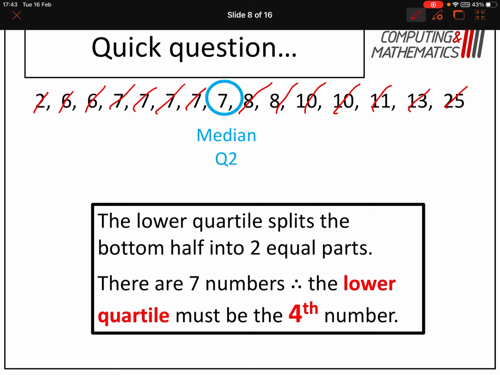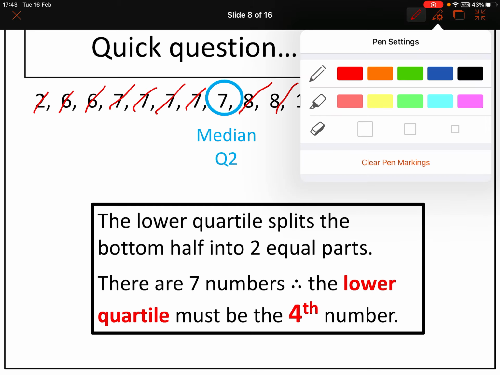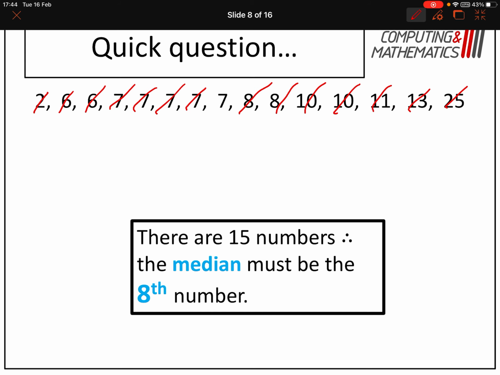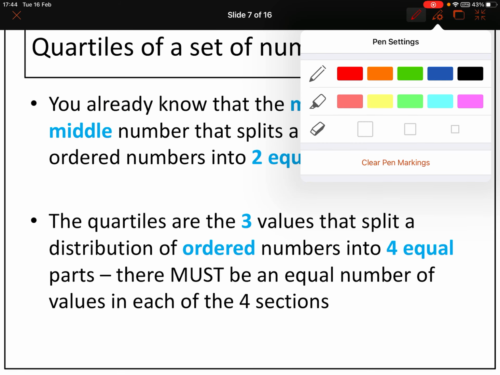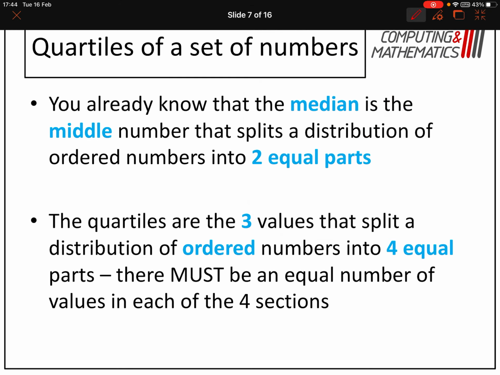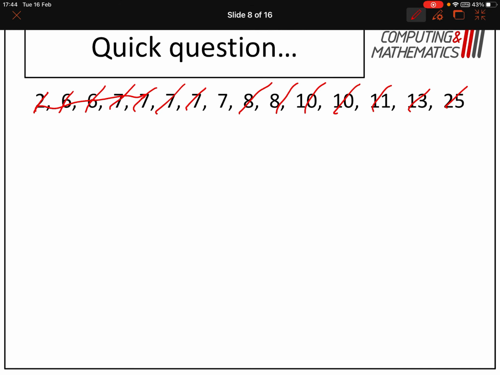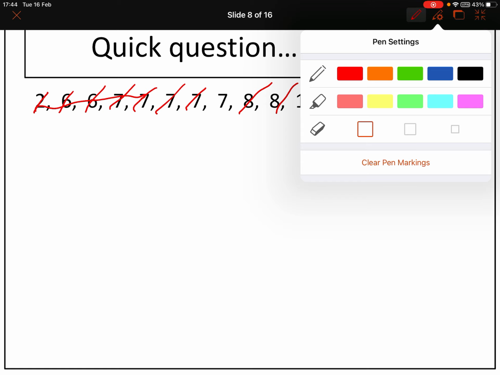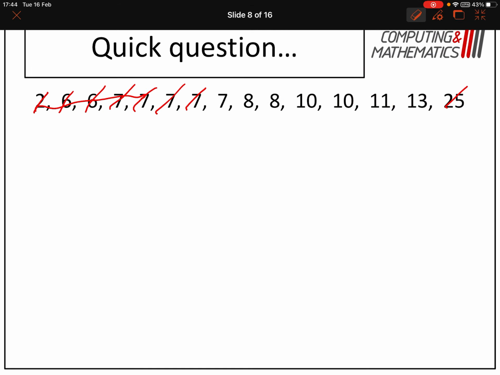So I'm just going to rub out the ones that we've got. Sorry, we're going a bit off there. This isn't working for me. Okay, there we go. Let's get that back to pen.